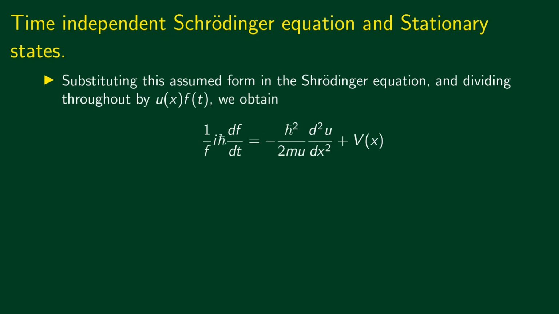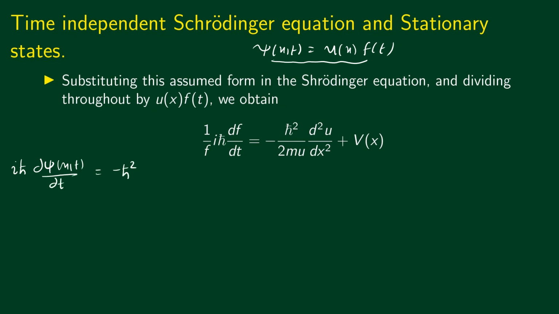Now let's substitute this assumed form, psi of x comma t is equal to u of x multiplied by f of t. All right, let's substitute this assumed form into the Schrodinger equation. And of course, the Schrodinger equation is i h bar partial derivative of psi of x comma t with respect to time. This is equal to minus h bar squared divided by 2m, take the partial derivative with respect to x twice of the wave function, plus V of x psi of x comma t. All right. Now we substitute this form of the solution.